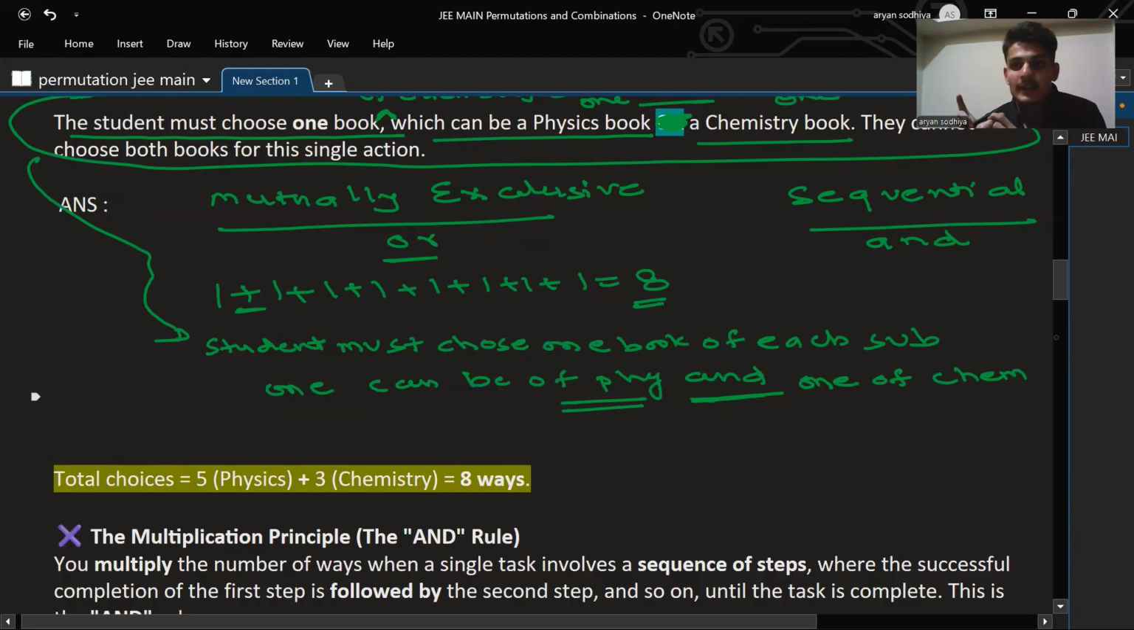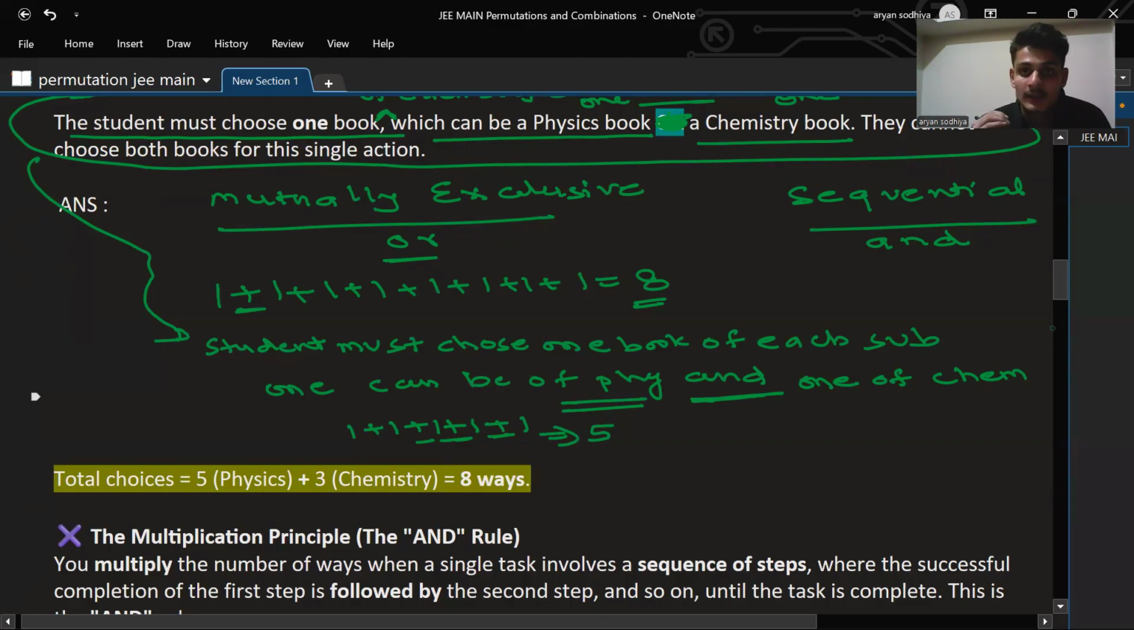So to select one physics book, one way is selecting S.C. Verma. This is mutually exclusive from all the other 4. So you will add in this case. Either S.C. Verma, or Arihant, or 1 2 3 4, or Singh, or NCERT. So we are adding S.C. Verma and Singh and 1 2 3 4 and Singh and the NCERT. So there are 5 ways of completing this event.